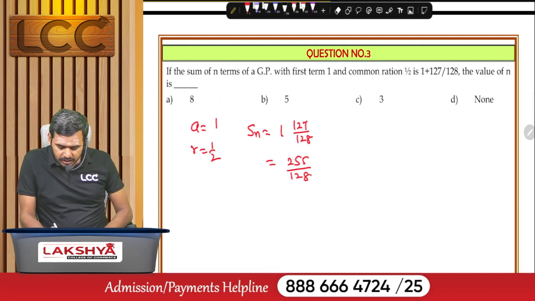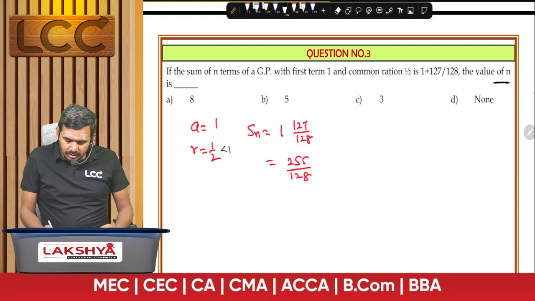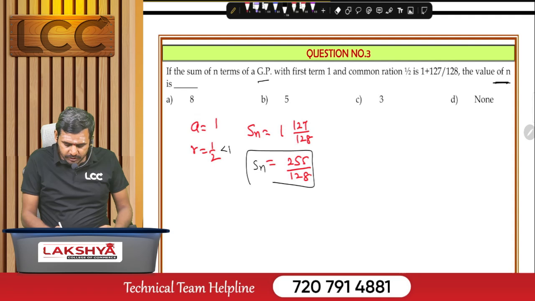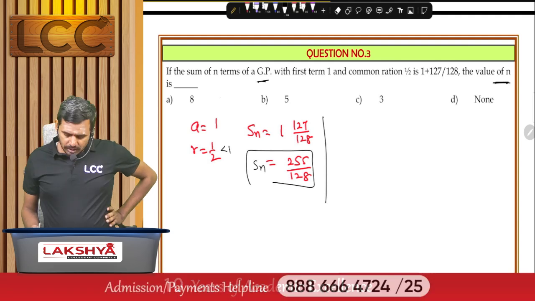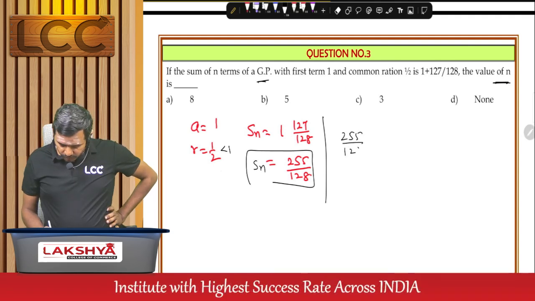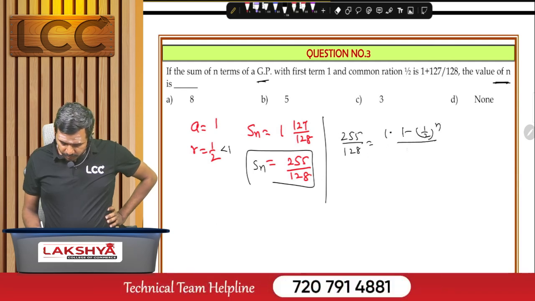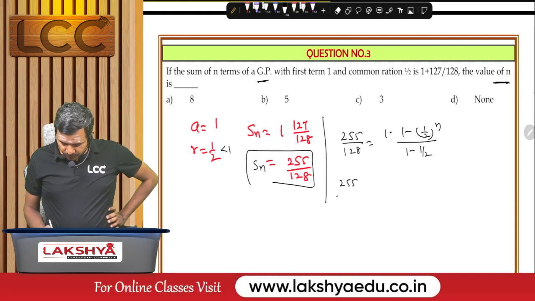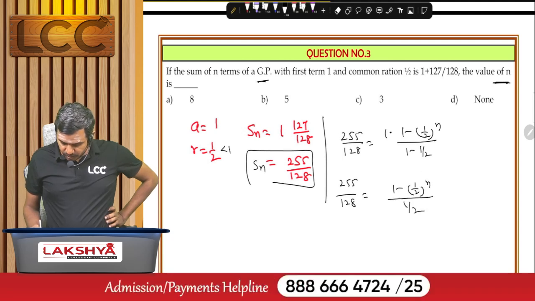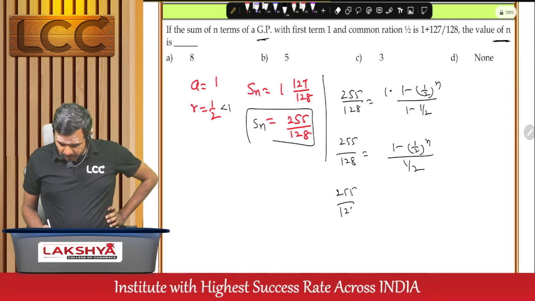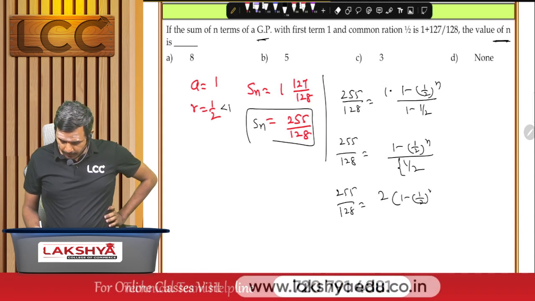Now the question is, what is the value of n? See here, r is less than 1, and we know the formula for the sum of n terms of a GP. That is, 255 by 128 is equal to a into 1 minus r power n by 1 minus r, which is 1 into 1 minus 1 by 2 power n by 1 minus 1 by 2, that is 1 by 2. So 255 by 128 is equal to 2 into 1 minus 1 by 2 power n.